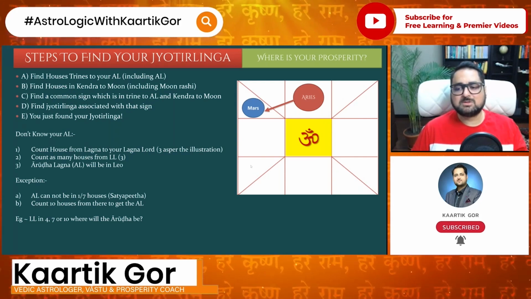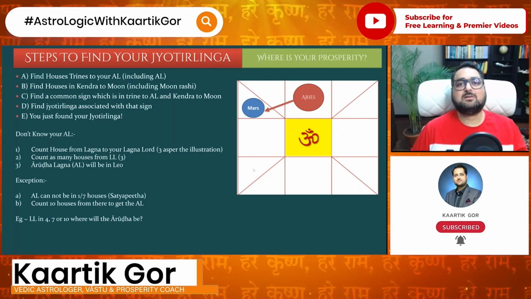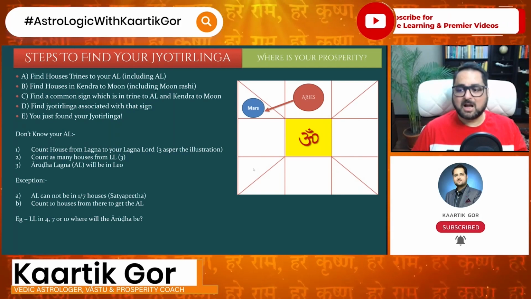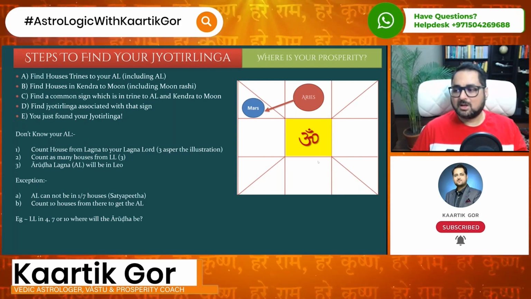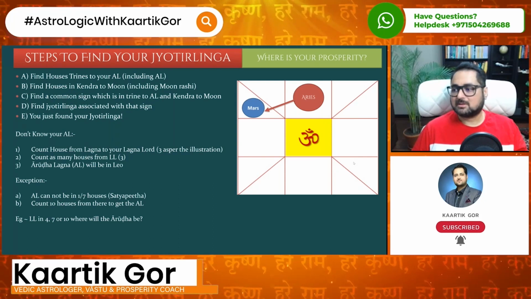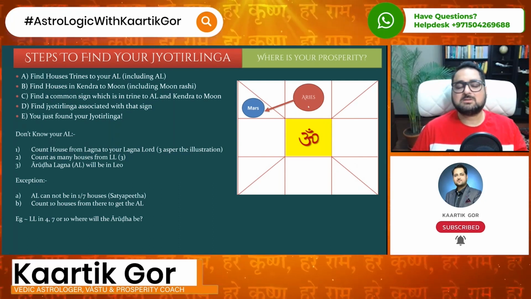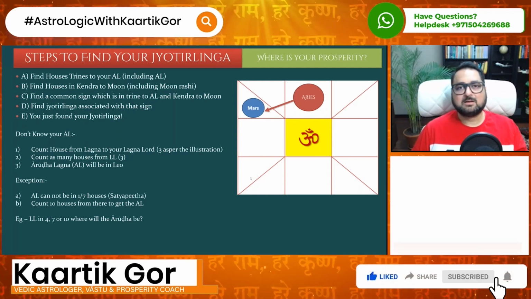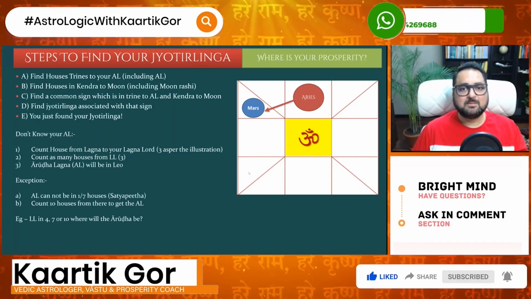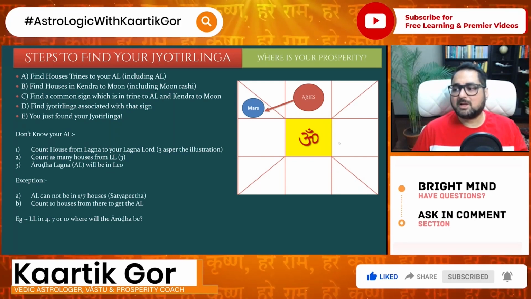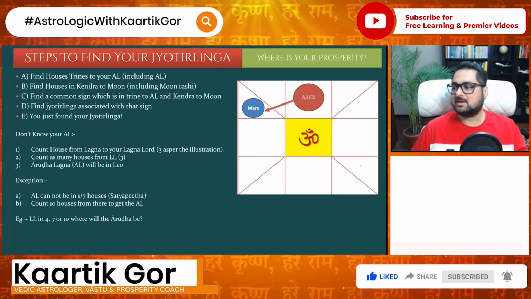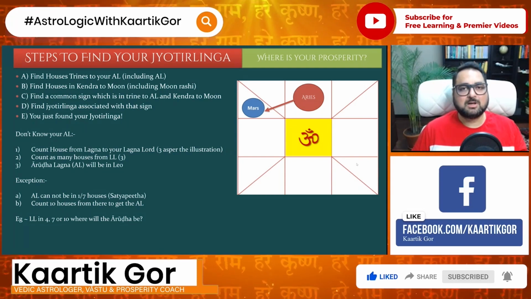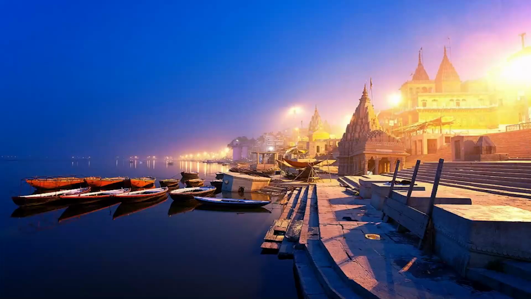Now let us go to my Aruda Lagna. You remember my Aruda Lagna was in Leo. Now I need to find the trines to Aruda Lagna, which is houses 1, 5, and 9. So I have got this Leo, I have got Sagittarius, and then I've got Aries, which are in trines to this Leo, right? 1, 5, and 9. Is there any common sign between the both? We talked about the Kendras to moon being Sagittarius, and trines to Aruda Lagna is also Sagittarius. So Sagittarius becomes my Jyotirlinga, which is Kashi Vishwanath.